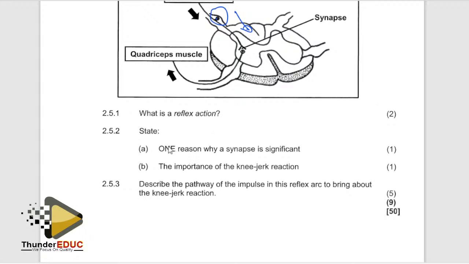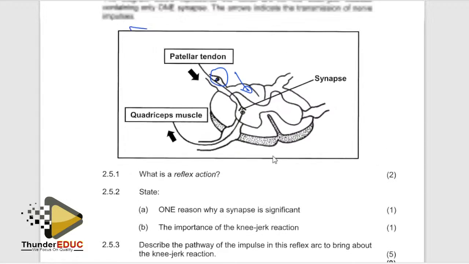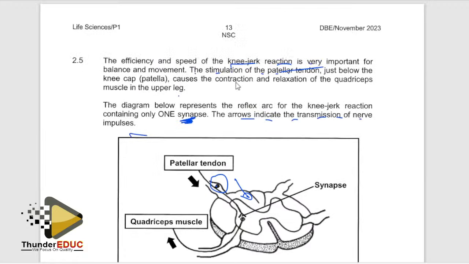State one reason why the synapse is significant. We said that it allows impulses to move in one direction. You can think about any other significance, but that is the most correct. State the importance of the knee-jerk. What did they say? That the knee-jerk reaction is very important for balance and movement. So that one is simple.